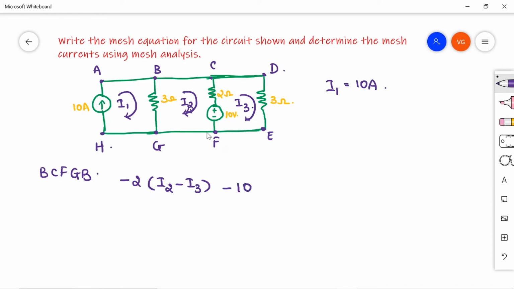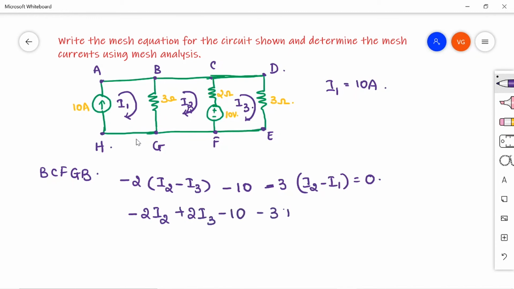Again, F to G, there is no element. You can write from G to B. In G to B, I2 is flowing along with the direction and I1 is flowing in the opposite direction. So you can take the drop as minus 3 into I2 minus I1 is equal to 0. So let us simplify this one. So minus 2I2 plus 2I3 minus 10 minus 3I2 plus 3I1 is equal to 0.